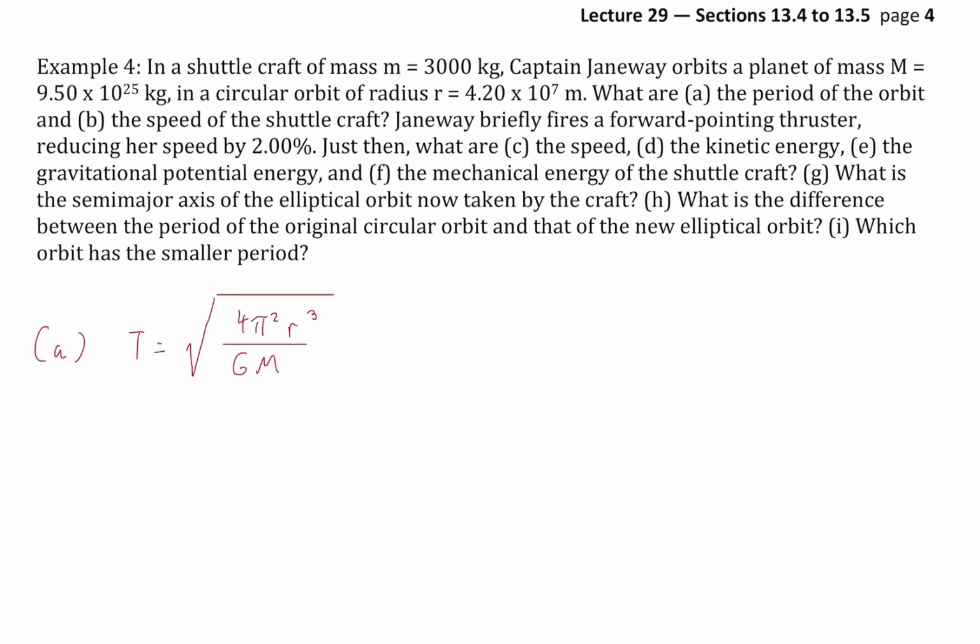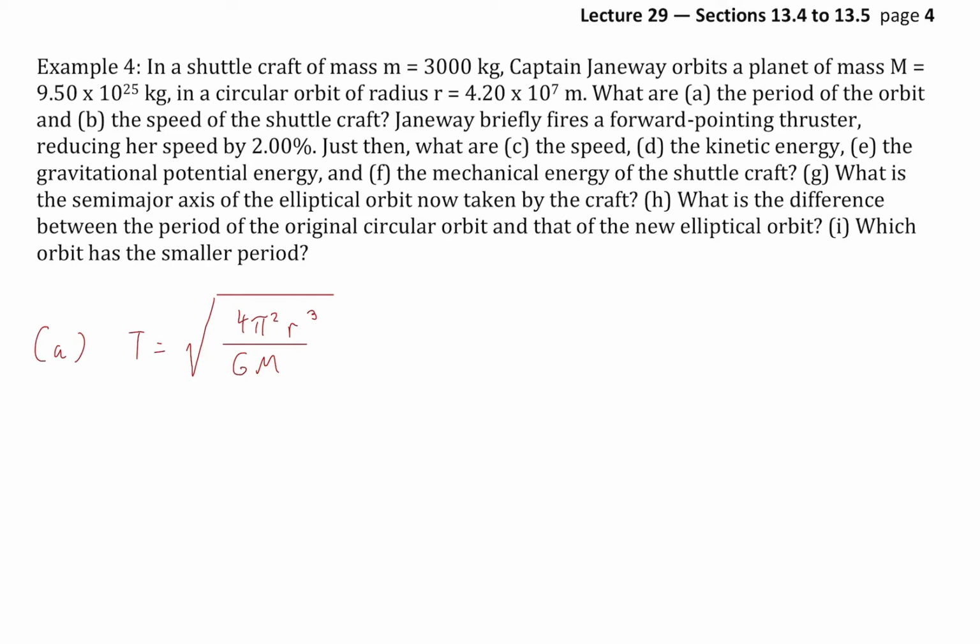All right? So let's read the parts here. There's a bit to read here. So in a shuttlecraft of a mass of 3,000 kilograms, Captain Janeway orbits a planet of mass 9.5 times 10 to the 25 kilograms, in a circular orbit of 4.2 times 10 to the 7 meters. Okay? So 42 million meters. What are the period of the orbit? So some basic things we saw before already. The speed of the shuttlecraft. Okay, so that's those ideas we've seen before.